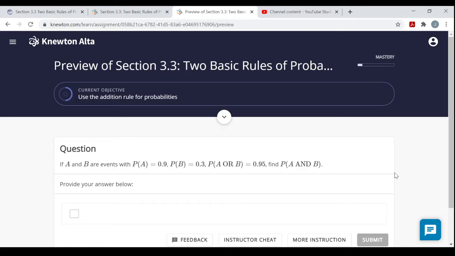This one is a little different, but still using the same rule. If A and B are events, the probability that A occurs on its own is 90%. The probability that B occurs on its own is 30%. The probability that either A or B occur, one or the other, or both, is 95%. If all those are true, what would be the probability that A and B happen at the same time? One more time, I'll show you the rule, and we'll just plug some numbers in.